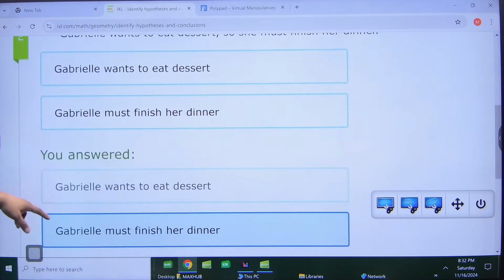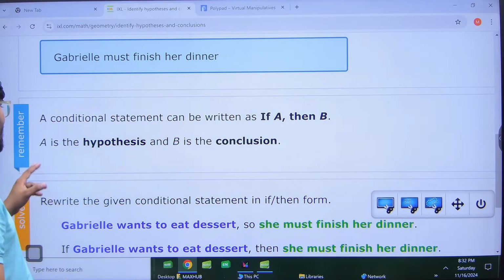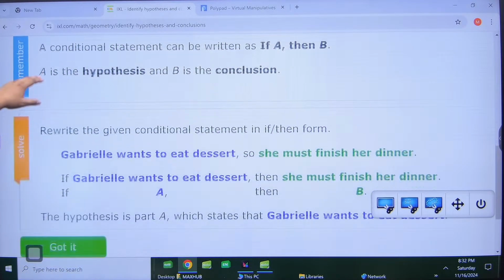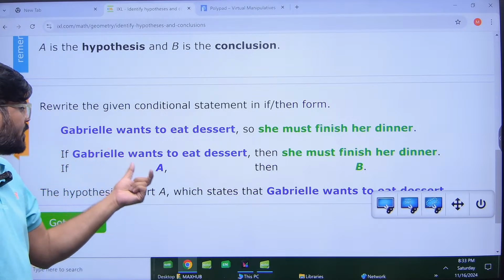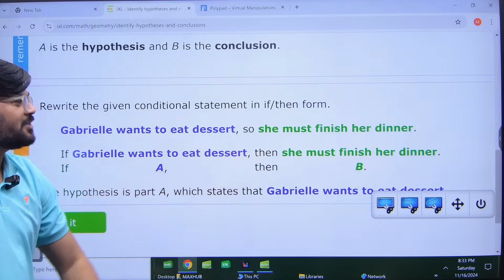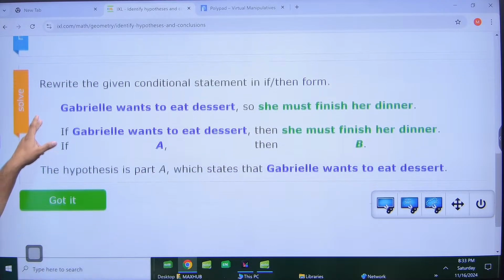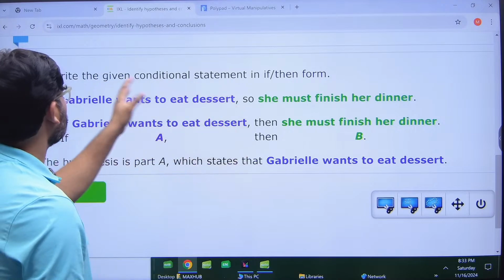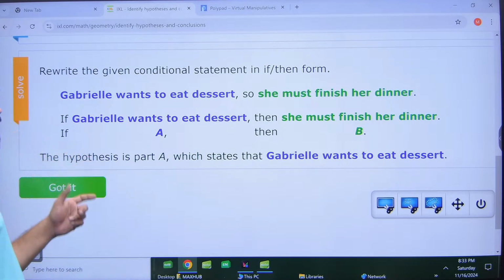Okay, say this. A conditional statement can be written if A then B. A is the hypothesis and B is the conclusion. Rewrite the given statement in if and then form. If Gabriel wants to eat dessert, then she must finish her dinner. So that's why you put if and then in place of this. So hypothesis is part A. If Gabriela wants to eat dessert.